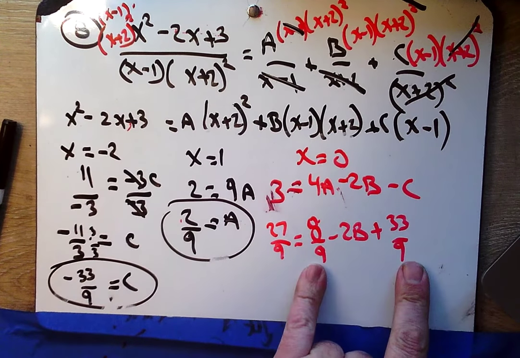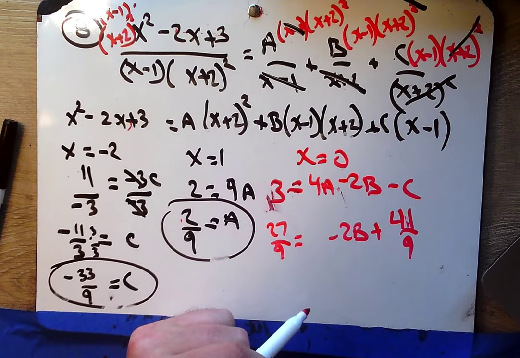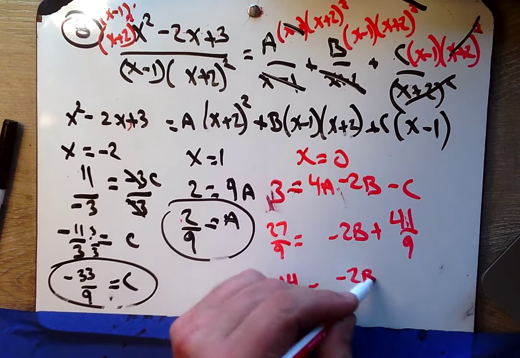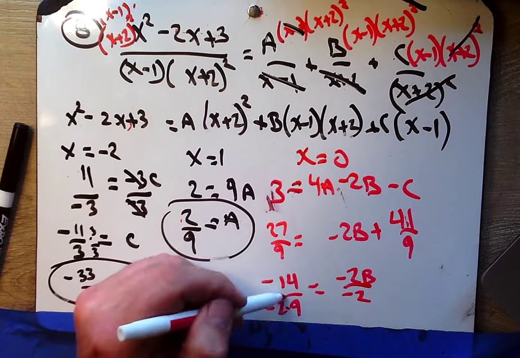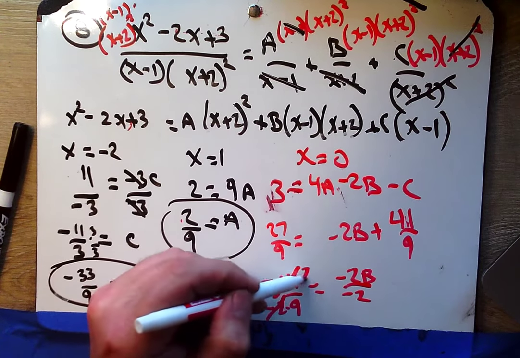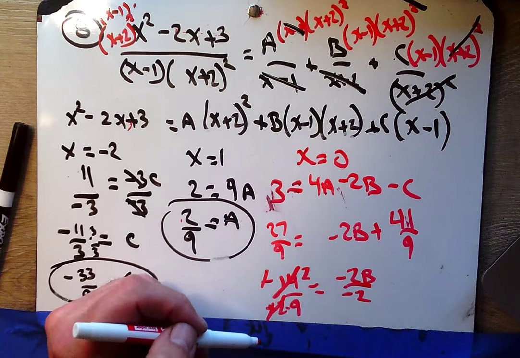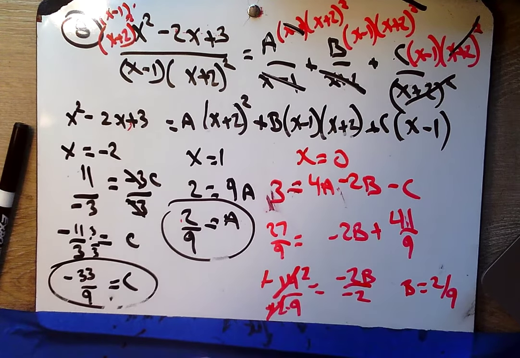Okay, I add these together. That's going to give me 41 ninths. And if I subtract 41/9 from both sides, I'm going to have negative 14/9 equals negative 2b. And when I divide both sides by negative 2, that cancels there, leaving me a 2. Negative divided by negative, those cancel as well. And so I just end up with b equals 2/9.